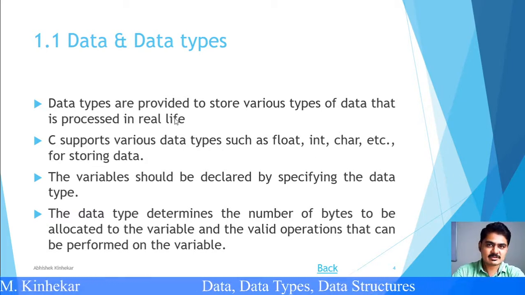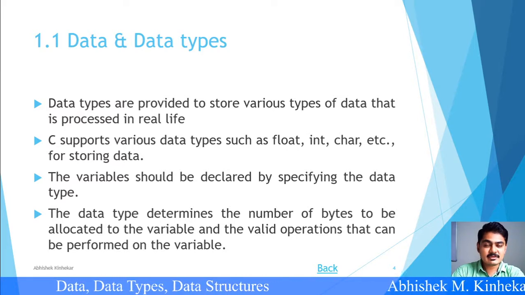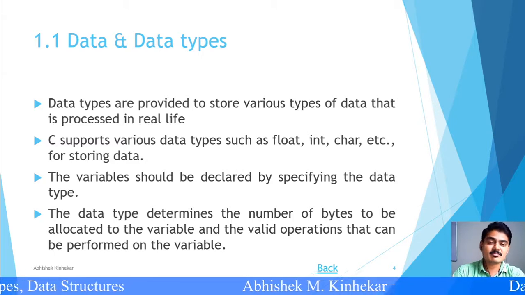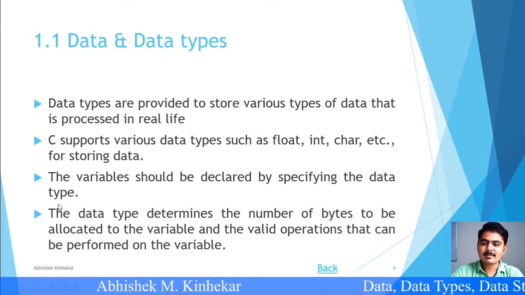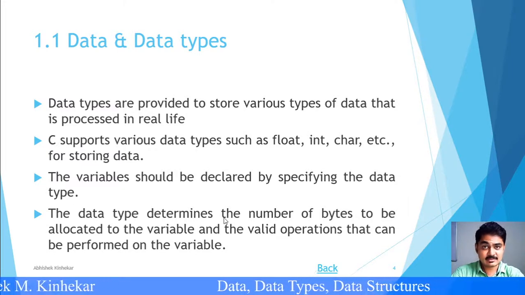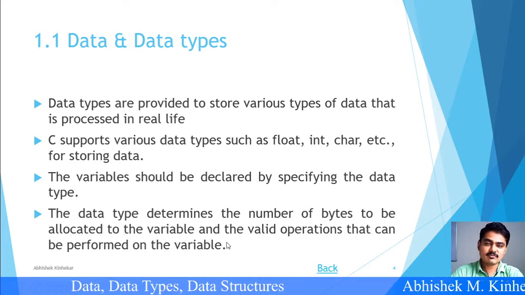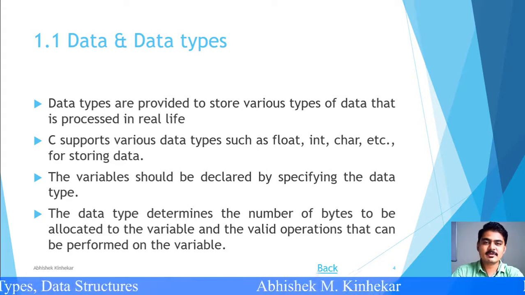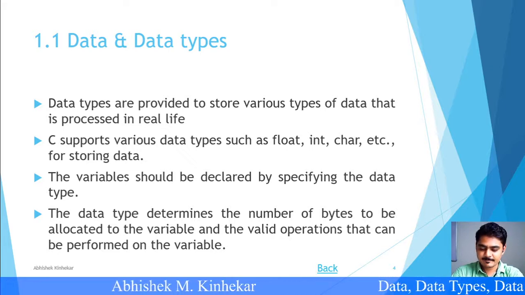So your data type tells about three things: first, the actual characteristic of data; secondly, the range or size of data; and third, the permissible operations on data. We have written it over here in the last point. The data type determines the number of bytes to be allocated to the variable, and the valid operations that can be performed on the variable. So apart from the characteristic of data, your data type tells you about the range and permissible operations on data.